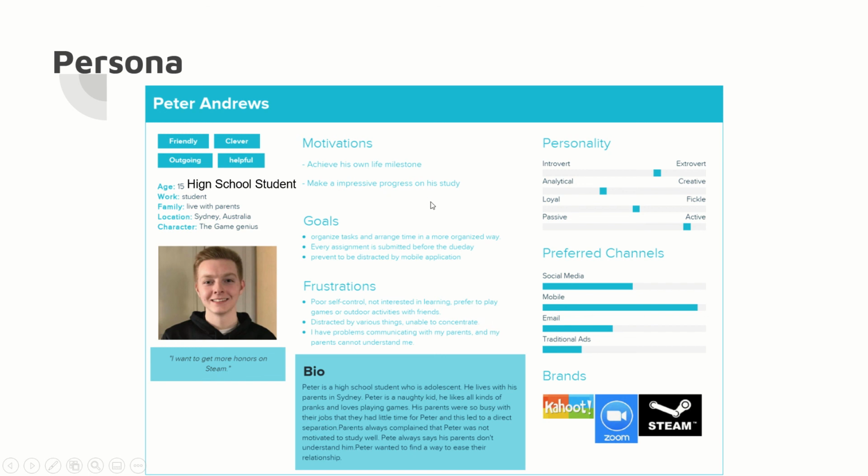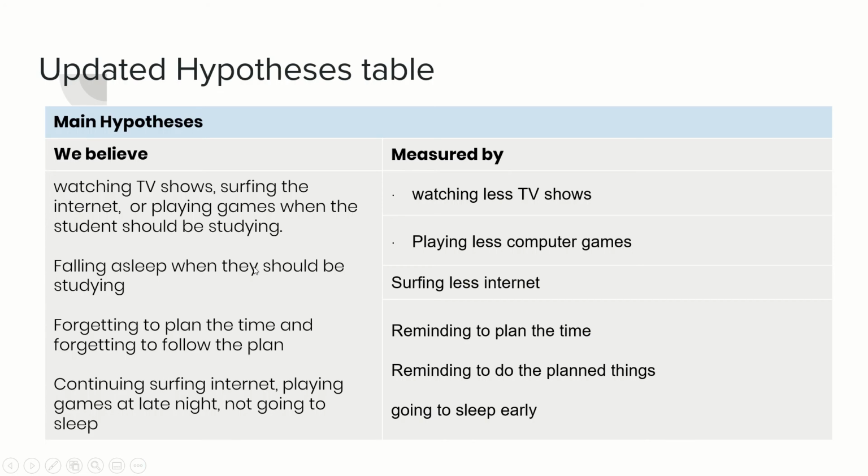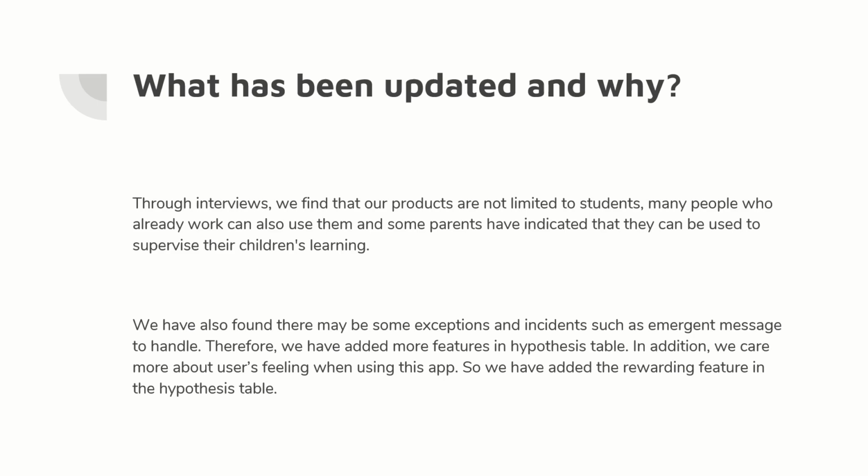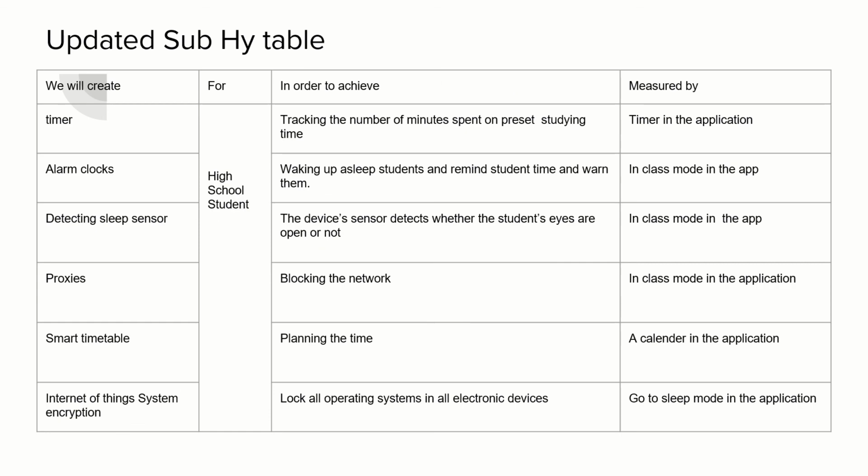So this is our persona. In this persona, we have updated it. This student is a high school student, because our product is mainly focused on high school students as well as middle school students, but this is high school. So this is our updated hypothesis table. We have added more functions like emergency handling and the rewarding system, at the end of the features.